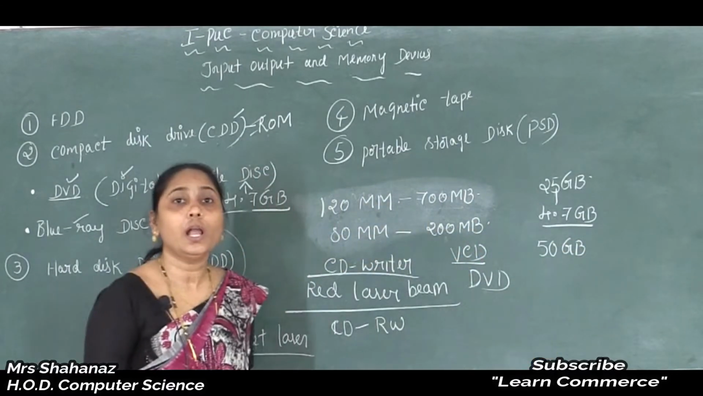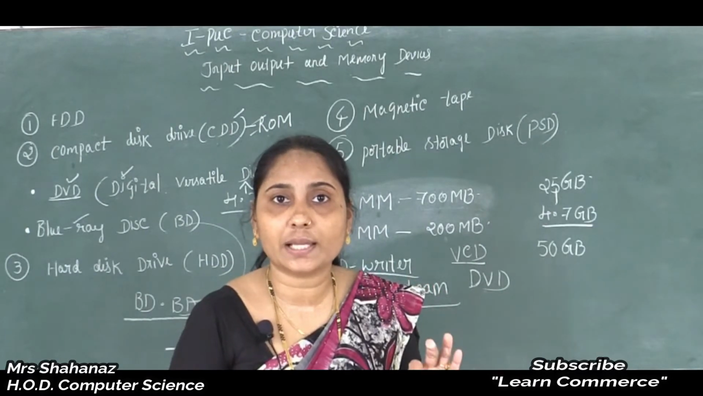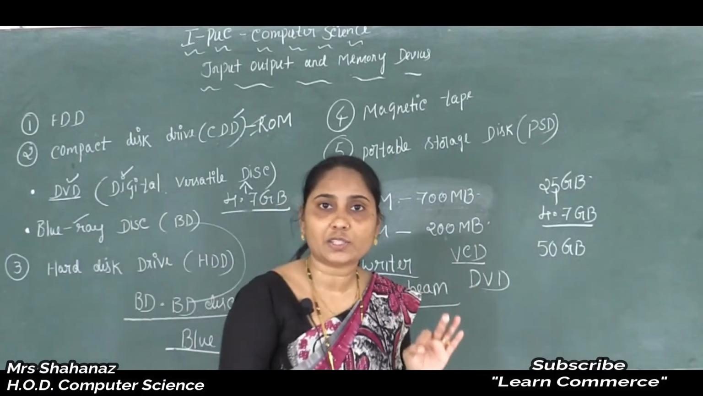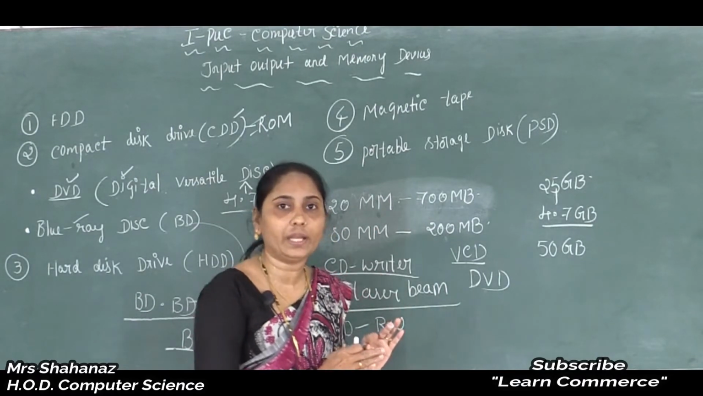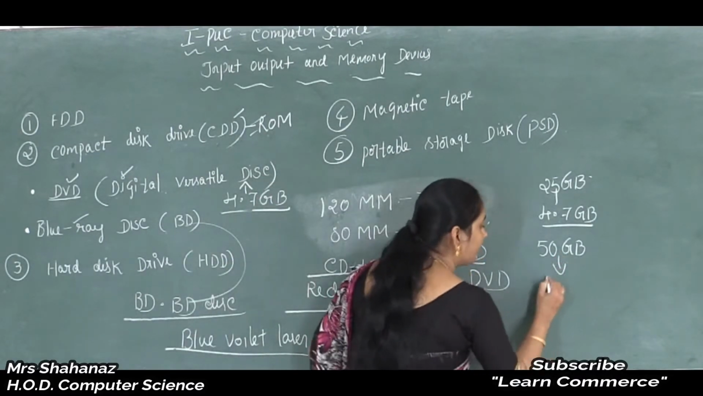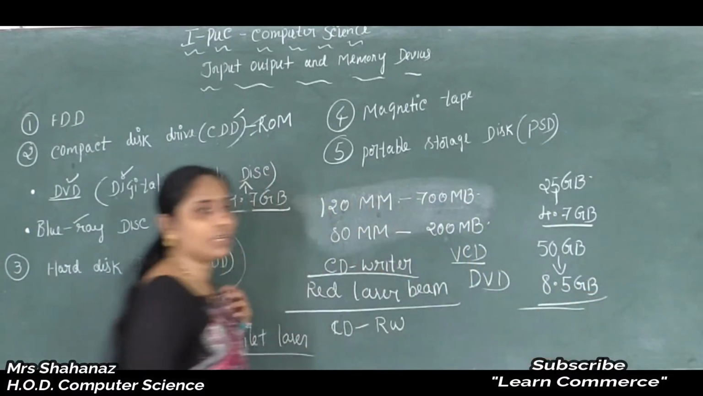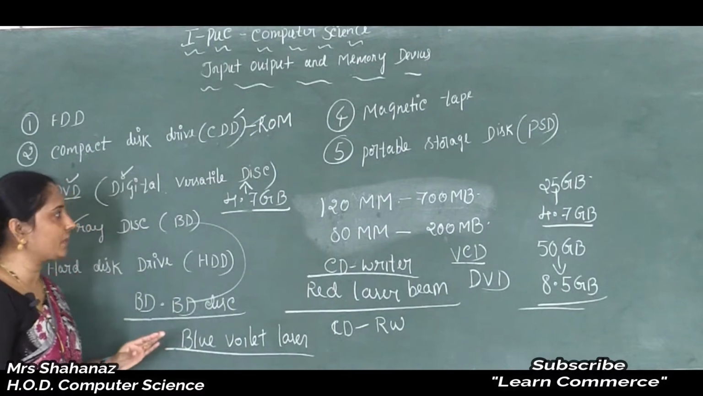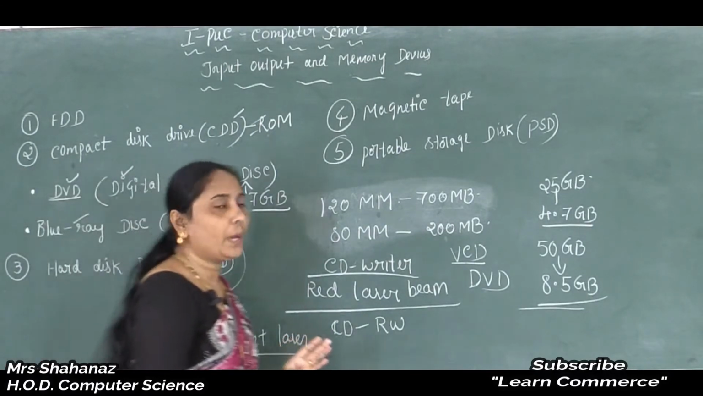Is this point clear? 50 GB of information, which is more. In the case of a DVD, the double layer can store around 8.5 GB of information. Is this point clear? So this is some explanation about the Blu-ray disc. Are you clear about the Blu-ray disc?